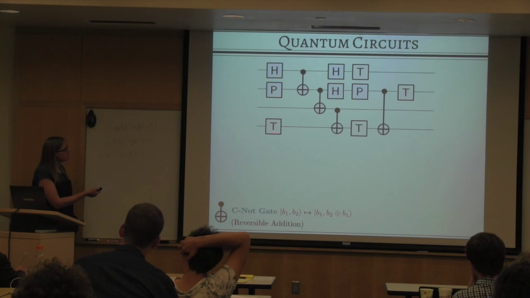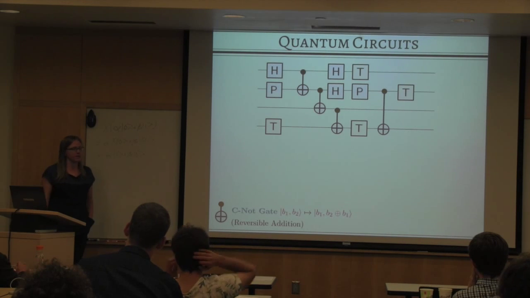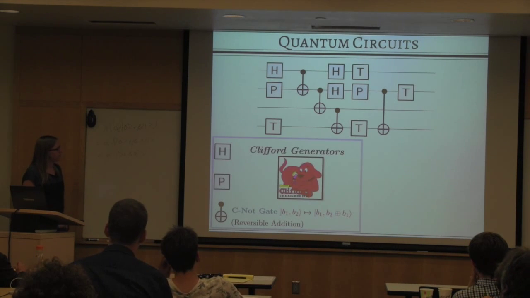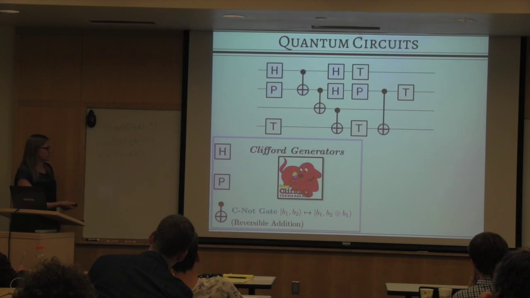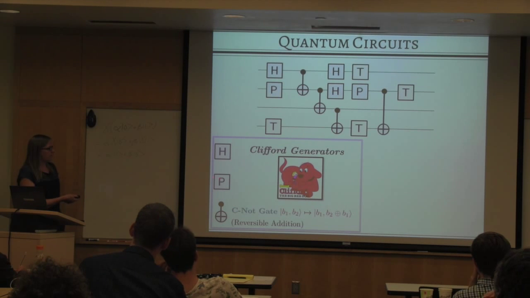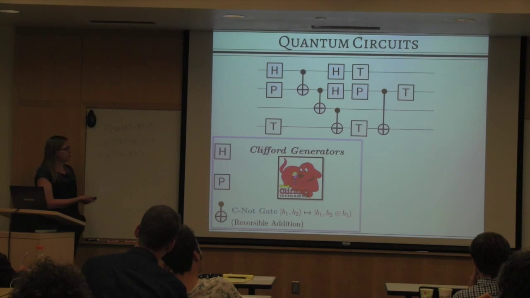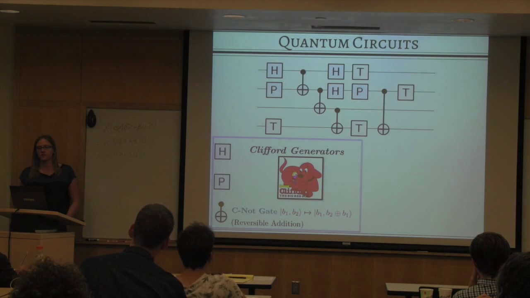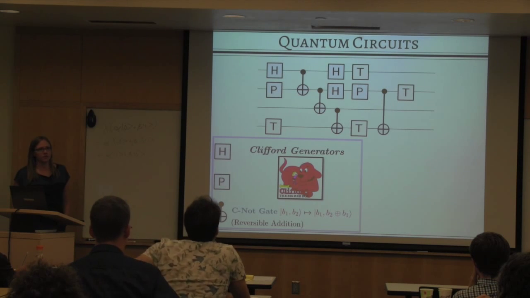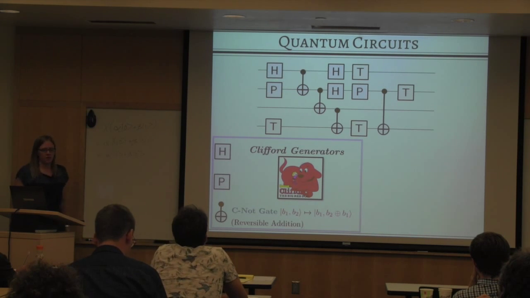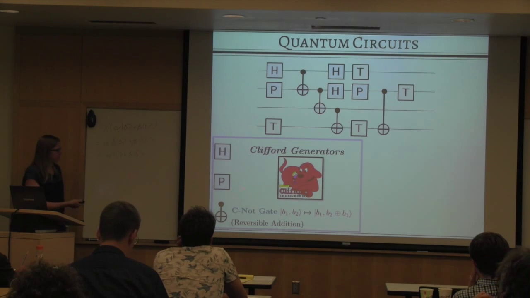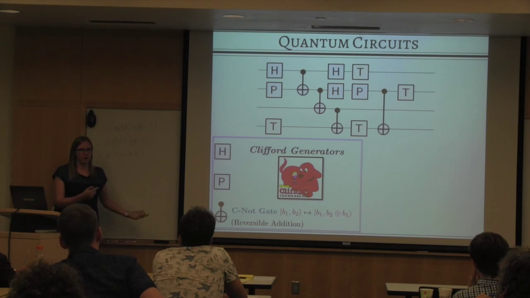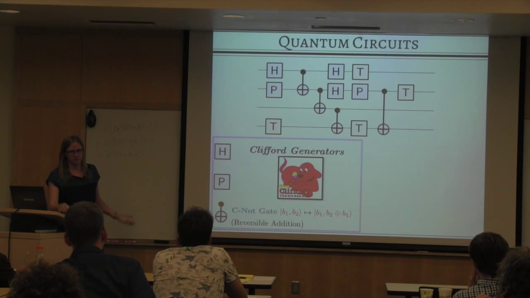However, these other gates are really quantum gates. We can't describe them classically. These three gates, the CNOT gate, the P gate, and the Hadamard gate, generate the special class of quantum circuits called Clifford circuits. These are Clifford generators. And it's not actually so important for my talk what all of these gates do, but maybe I'll just tell you in case you're curious.